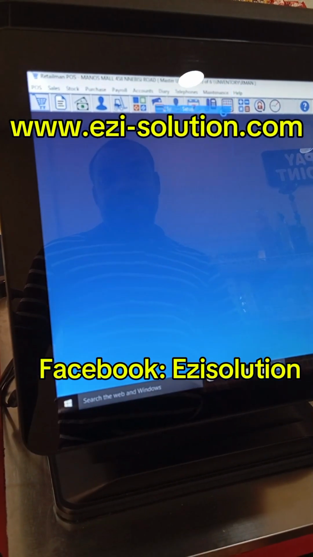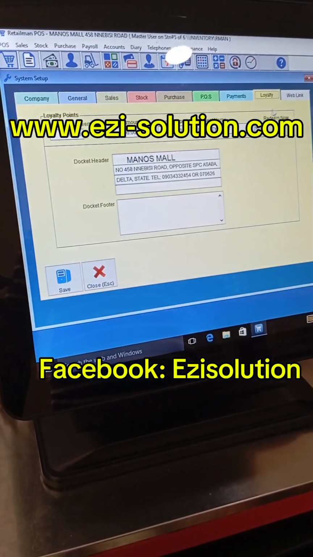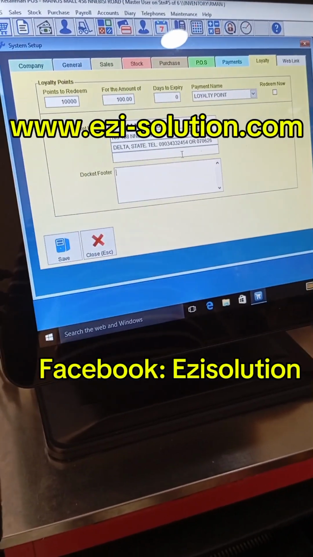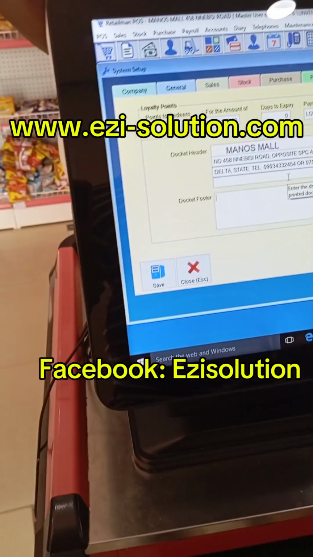Write the footer. How do you give the customer's name now? Okay, let's stop first.